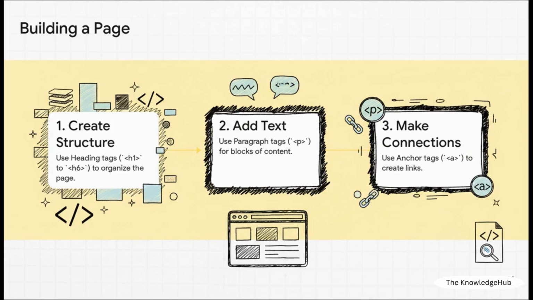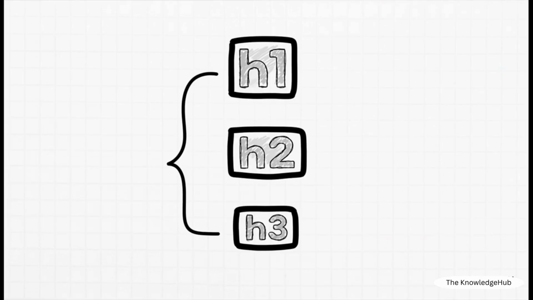And finally, you make it part of the web by adding links. Just remember, structure, content, connection. Now, it's really tempting to look at heading tags and just think of them as a way to make text bigger or smaller. But that's a huge mistake. Their real job is to create the structure of your page. Things like search engines and accessibility tools totally rely on this structure to understand your content. The H1 is your one and only main title, and everything else has to flow logically down from there.